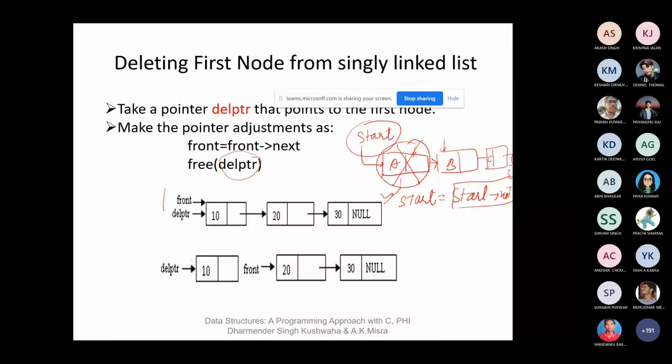Now, if list contains only the one node, तब क्या होगा? वैसे तो सेम ही है.